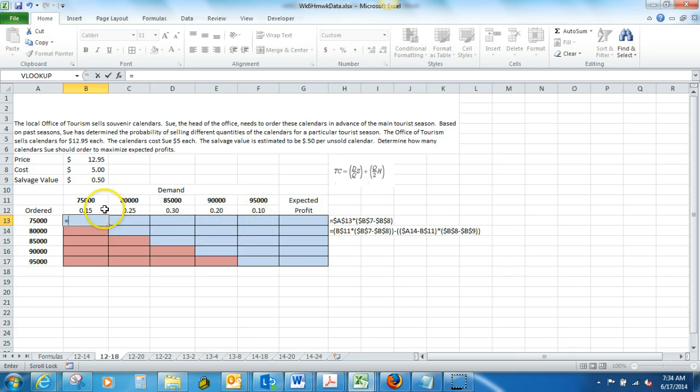So we are taking A13, which is the order amount that we're ordering, and we are multiplying that times our profit. So our price minus our cost gives us our profit, and our profit times the amount that we ordered tells us the amount of profit that we would have for each order quantity.